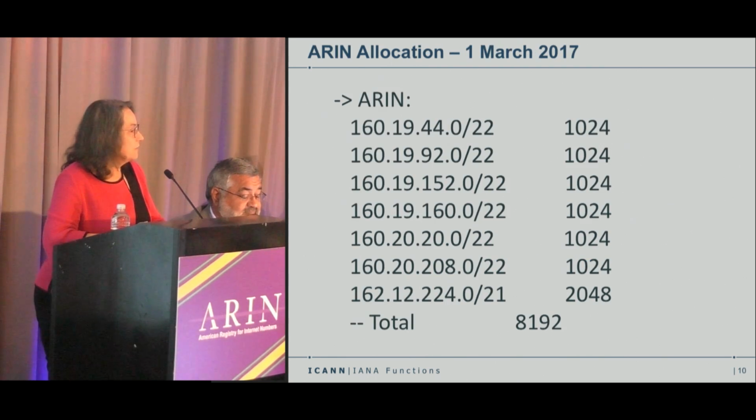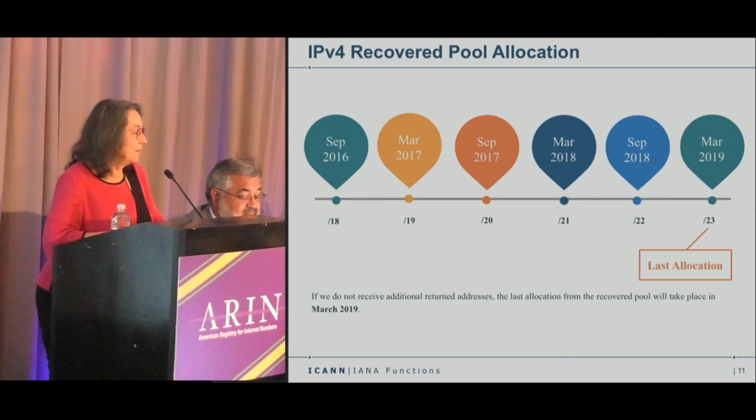This is what ARIN received on March 1st. As you can see, a /19 is not a whole lot of IPv4 addresses, a drop in the bucket in the grand scheme of things, but that's the way the global policy is written.